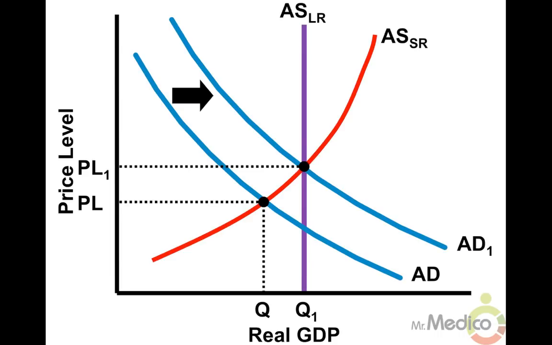So here's a rightward shift of aggregate demand. This could have been brought on by an increase in consumption, an increase in investment spending, an increase in government spending, or an increase in net exports. Brings up the price level, as measured by the GDP price index, increases the real GDP, and it lowers the rate of unemployment.